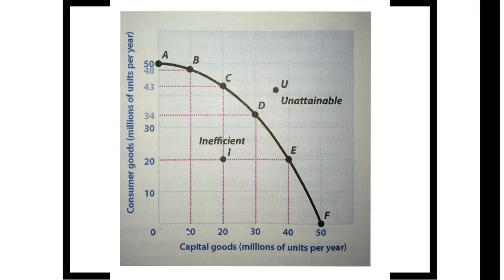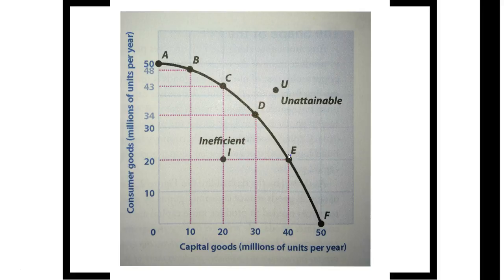The final 10 million units of capital goods, right here, have an opportunity cost of 20 million consumer goods. As the economy moves down the curve, it becomes steeper, reflecting the higher opportunity cost of capital goods in terms of foregone consumer goods. Okay, does that sort of make sense as to what the graph is saying? Let's try to do an actual example.